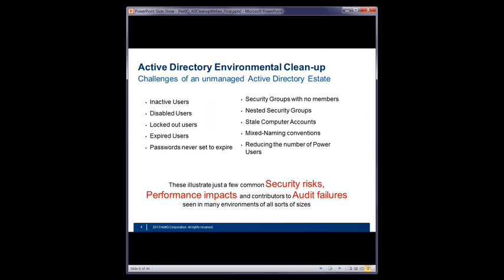So those nested groups can lead to 200, 300, 400 people in domain admins sometimes. Obviously, that's a significant security risk, and there is a recognised need to reduce the number of those domain admins by delegating the appropriate permissions. So that's the one big challenge we see.